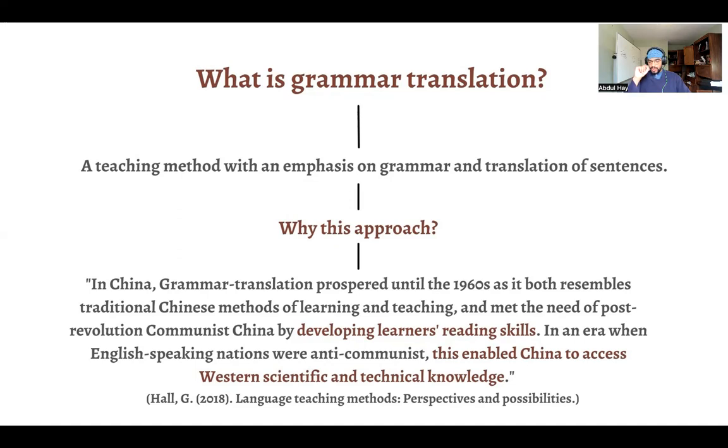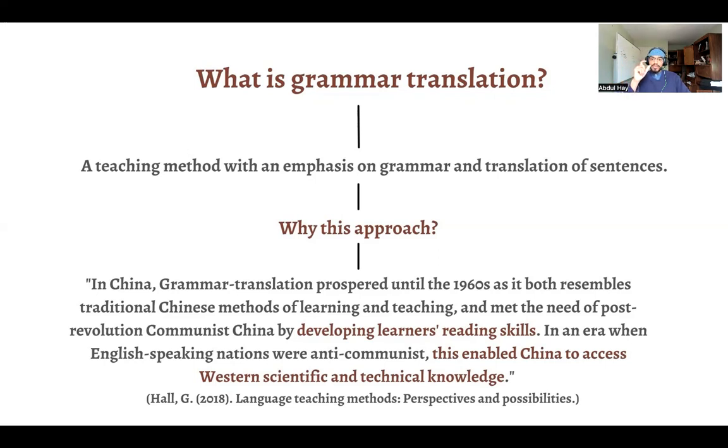As Hall was trying to explain to us here, the grammar translation method was used until the 1960s in China. Why was this method specifically being used? Because it was the best method to develop learners' reading skills. We read the Quran. In an era when English-speaking nations were anti-communist, this enabled China to access Western scientific and technical knowledge. So they used the grammar translation method. Why? Because it had a specific goal, which was to develop reading skills in English so that they could access the knowledge of Western countries, which was barred from them due to their communist beliefs and other reasons.